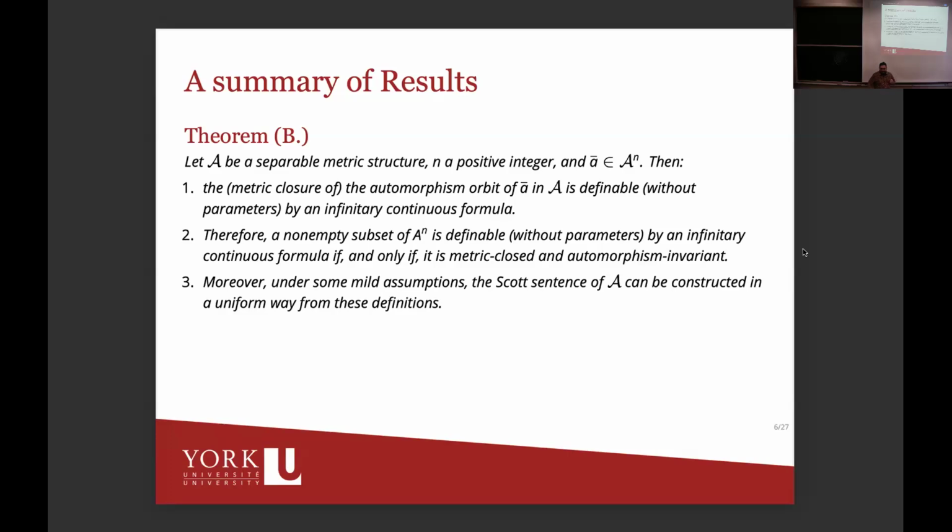Any other questions? Yes. So you're saying that for any tuple, if I give you a tuple, the set of all things that are images under automorphism, if you take the metric closure of that, that's the final. But I think the question was, you don't fix the automorphism. You just look at the set. Yeah, it's over all automorphisms.